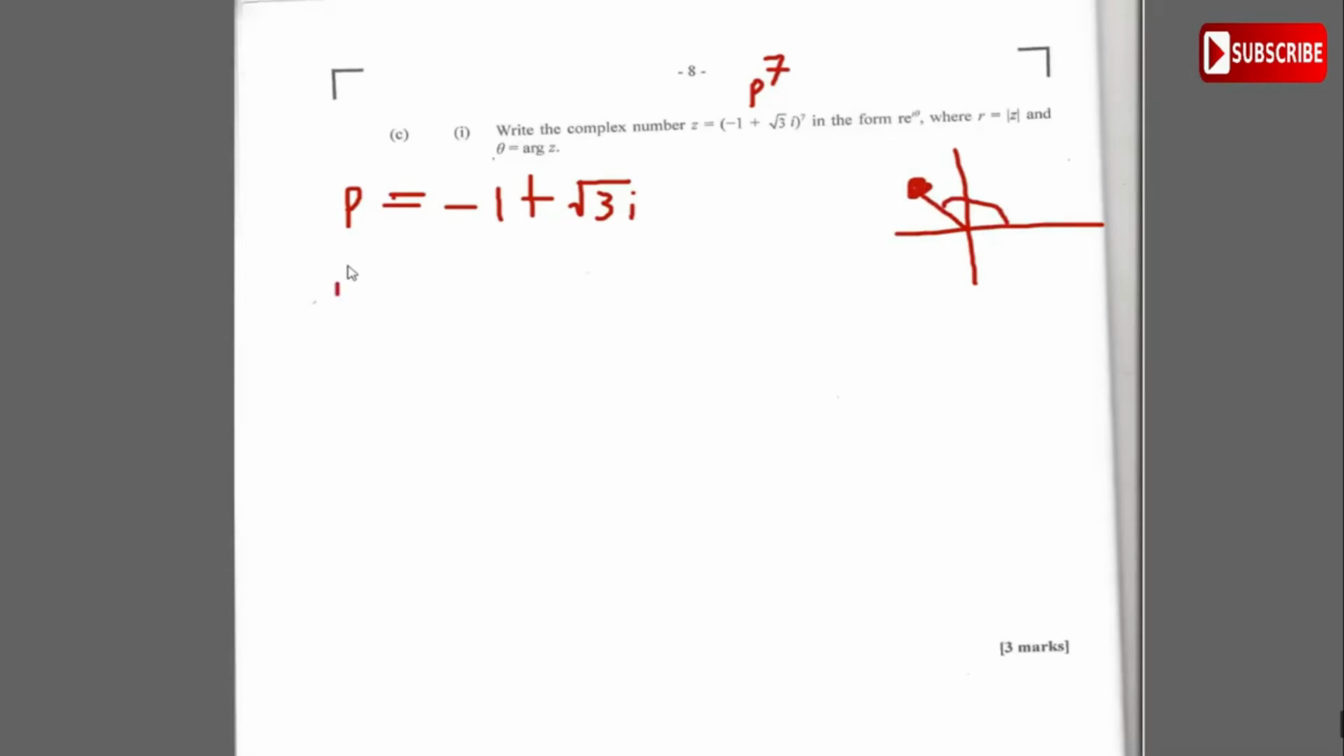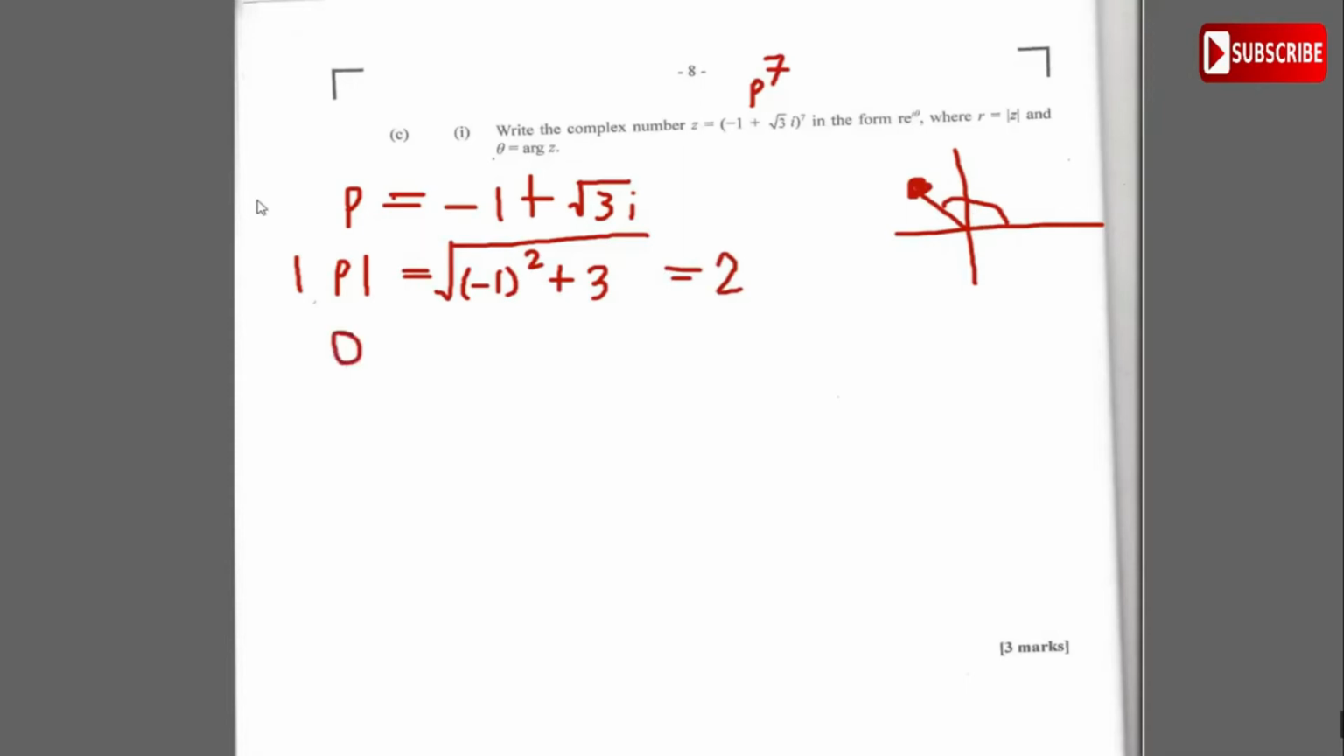And so the modulus of p is going to be equal to minus 1 square plus root 3 square. Root 3 square is just 3, all square rooted. So when I work that out, I'm getting a square root of 4, and the square root of 4 is 2. Now that I get that, now I need to find my angle, which is my argument.